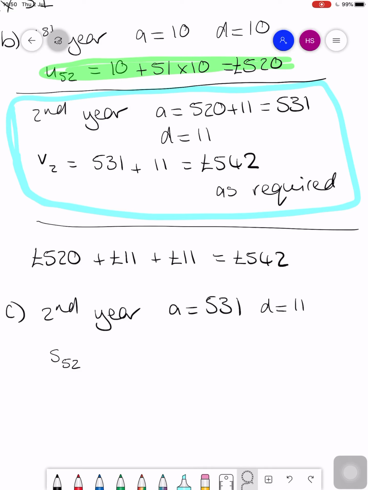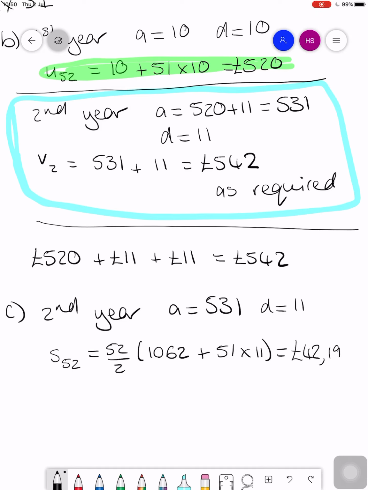So the 52 weeks of year 2. So it's N over 2 times 2A plus N minus 1 times D. I'm just going to stick that into my calculator, just check I've got that correct. So 1062 plus 51 times 11 times 26. So his earnings for the second year, £42,198.